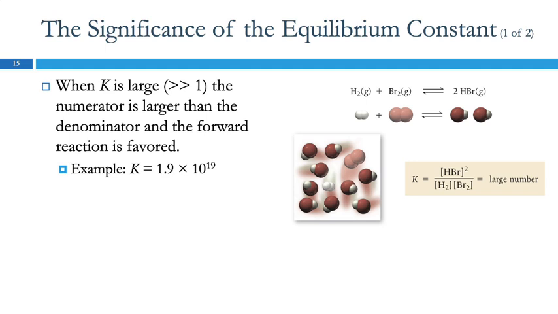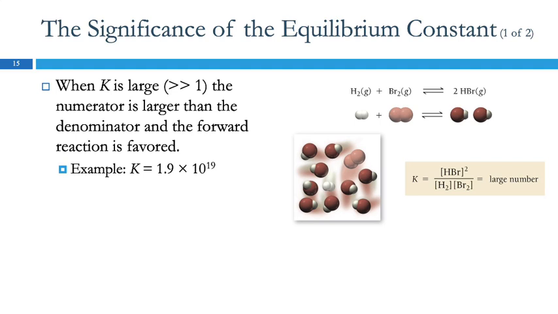So the significance of the equilibrium constant, specifically its size. When K is a large number, much bigger than 1, what that means is that the numerator is big and the denominator is small. That means the product concentrations are large and the reactant concentrations are small. So a large equilibrium constant says that the reaction is going to favor the products. When we look at what's present at equilibrium, we're going to see it's mostly products. There's some reactants present, but not very many.